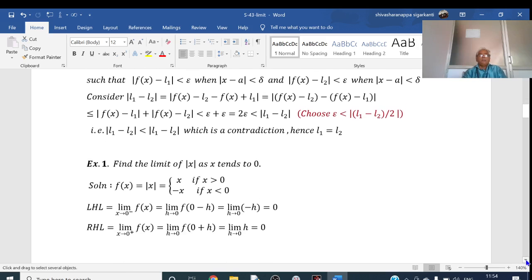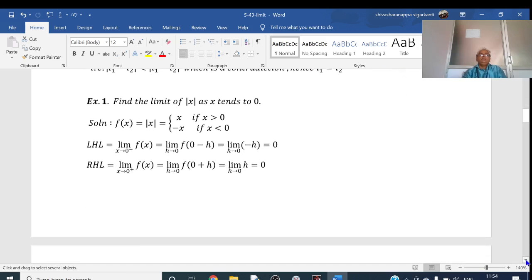Next, an example. Find the limit of mod x as x tends to 0. Here f of x is equal to mod x. If x is positive, then mod x is x itself. If x is negative, it is equal to minus x. So mod x equals x if x is greater than 0, and it equals minus x if x is less than 0.